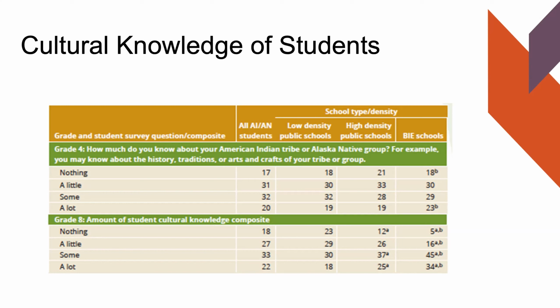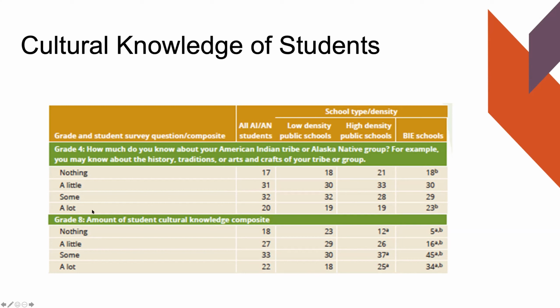So here's one: how much do you know about your American Indian tribe or Alaska Native group? For example, you may know your history, your traditions, arts and crafts of your tribe, and so on, right? Again, at the 4th grade level and at the 8th grade level. The numbers in here are percentages of students who said this, depending on the type of school: low density, high density, tribal schools, and then all together, this is the summarization here, right?